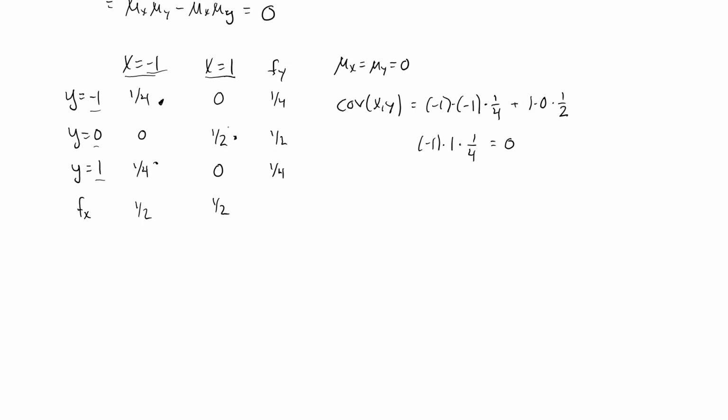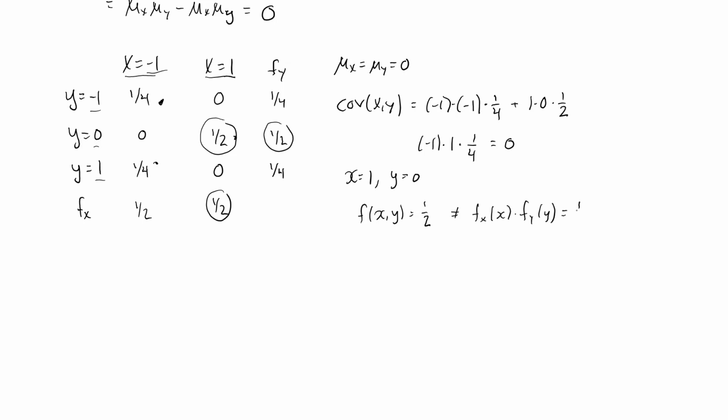So if I check, you can pick any one pretty much, x equal to 1 and y equal to 0, this one right here, then the PMF, f of x comma y, is 1/2, while the product of the marginal PMFs, that would be 1/2 times 1/2. That's not equal to f_x of x times f_y of y, which is 1/4. These are highly dependent random variables which are still uncorrelated.